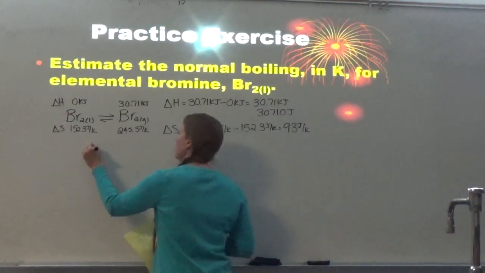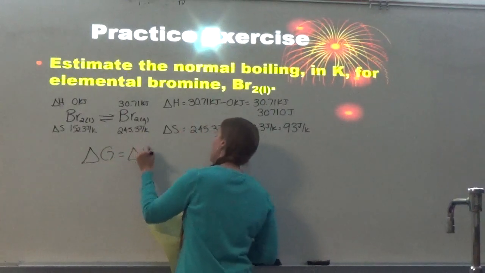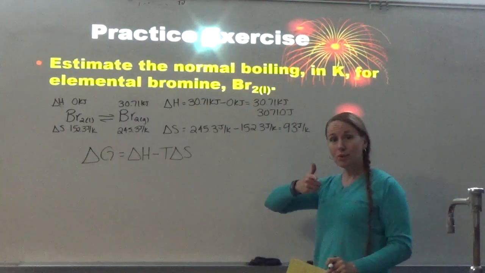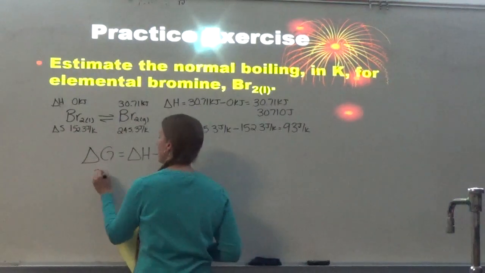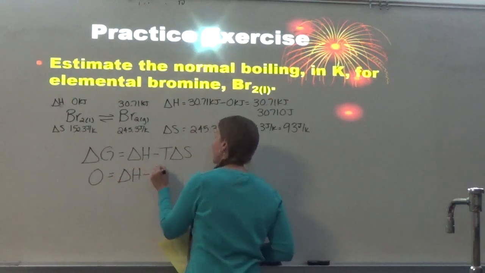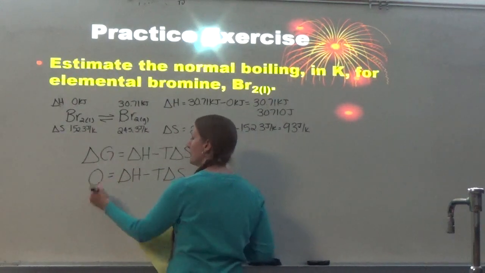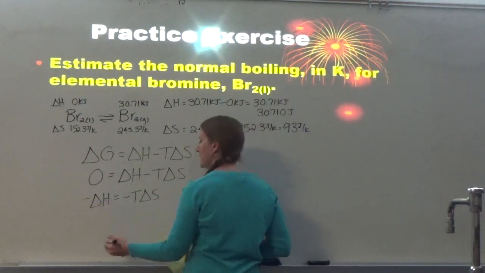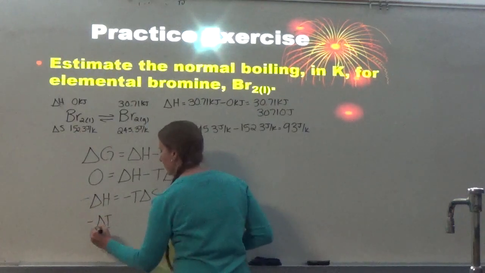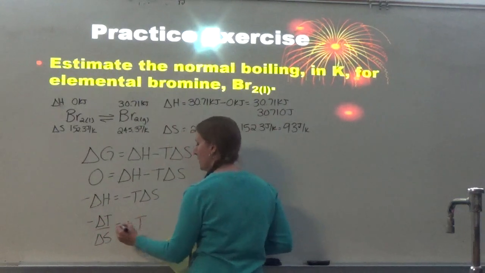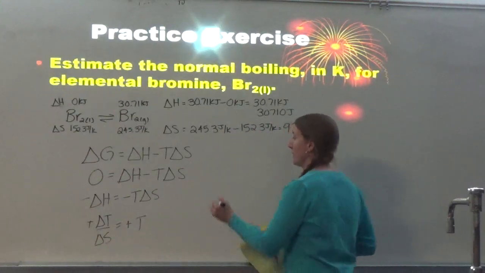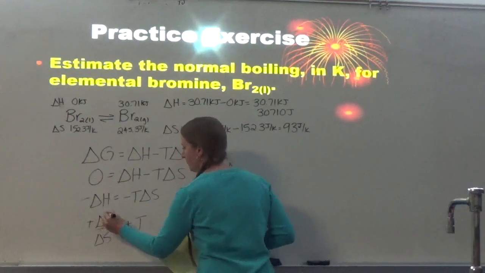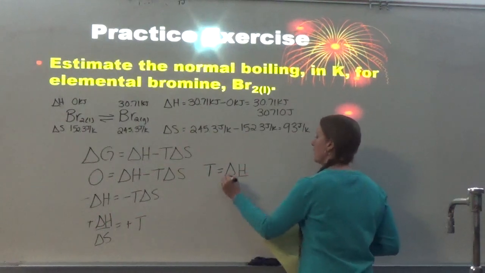Alright, so we know we're using this formula, delta G equals delta H minus T delta S. But remember, we are at the boiling point. At the boiling point, you're at equilibrium, so delta G equals 0. So I'm just going to show you how to rearrange the formula one more time. So I'm going to subtract delta H from both sides. I'm going to divide both sides by delta S. And then both sides are negative, so I can just change them to positive. So T is delta H divided by delta S.